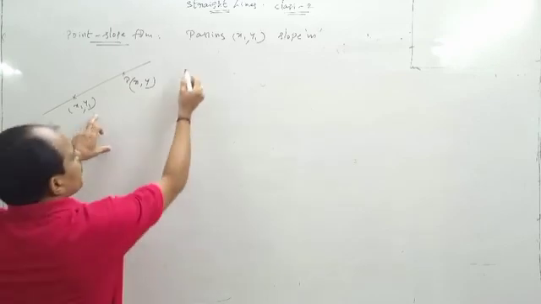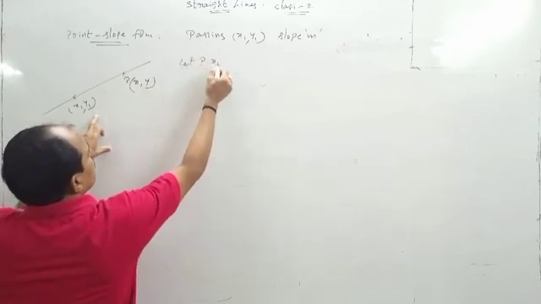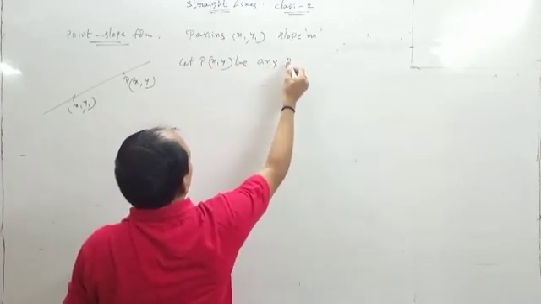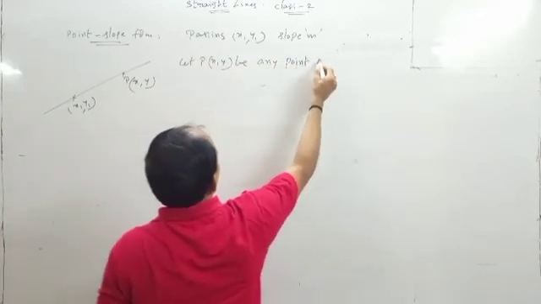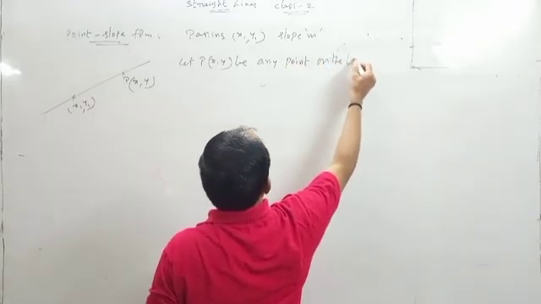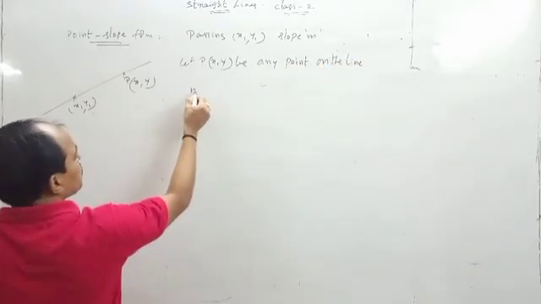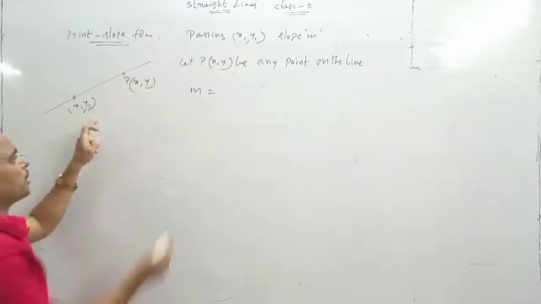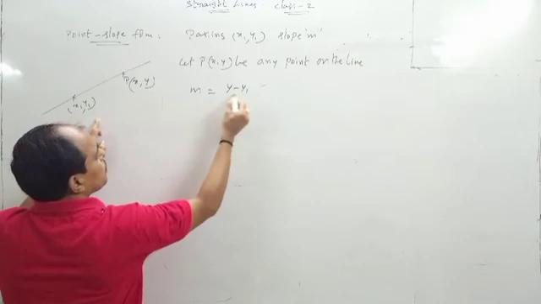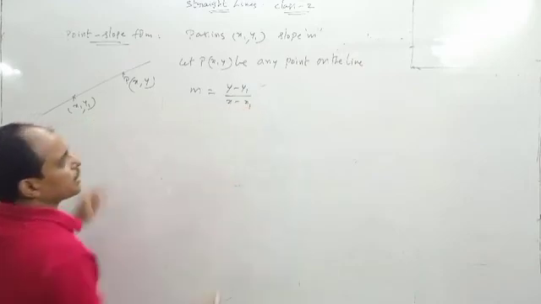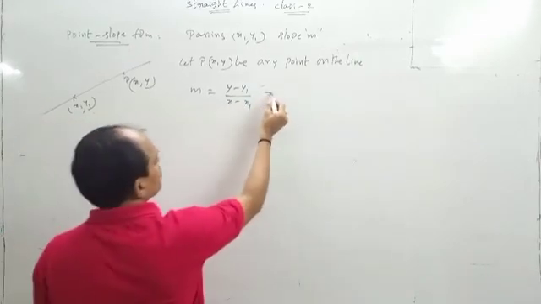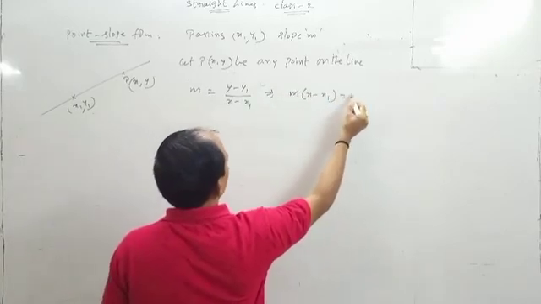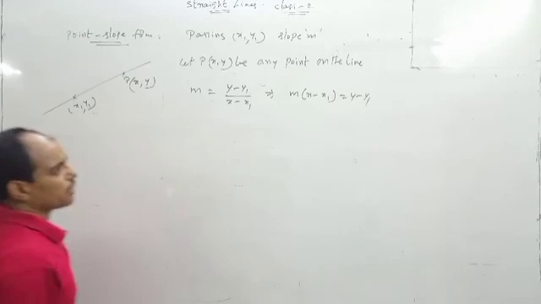Let P(x, y) be any point on the line. Then slope m is equal to... what is meant by slope? The difference of y coordinates: y2 minus y1 by x2 minus x1. You just cross multiply. You will get m of (x minus x1) is equal to y minus y1.